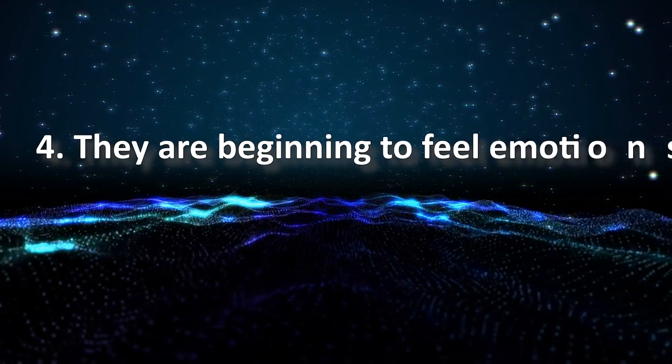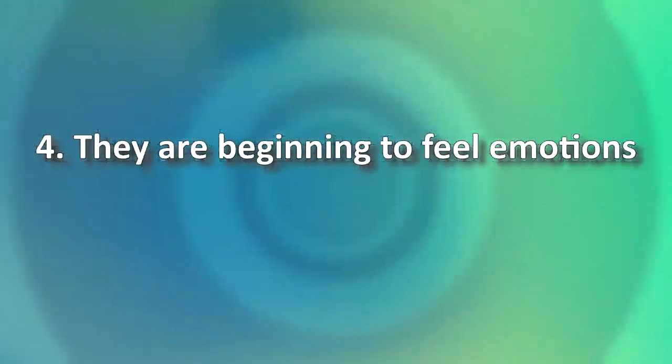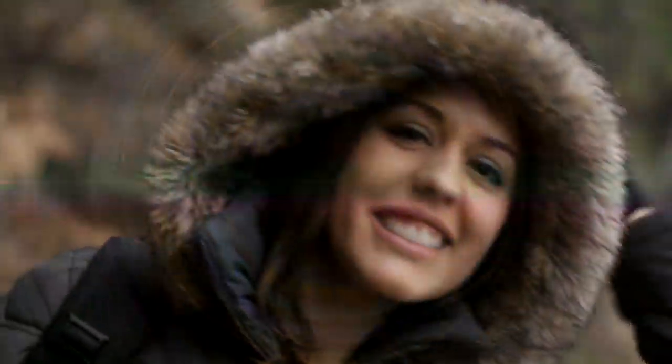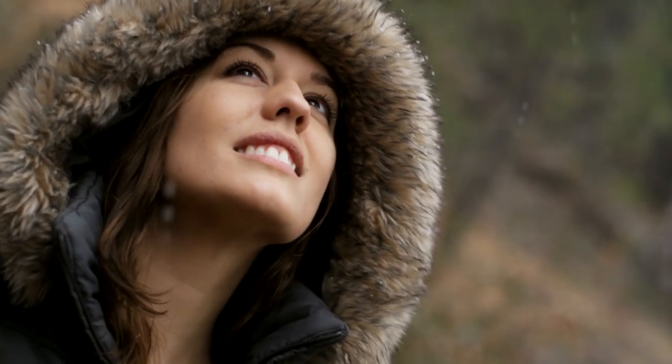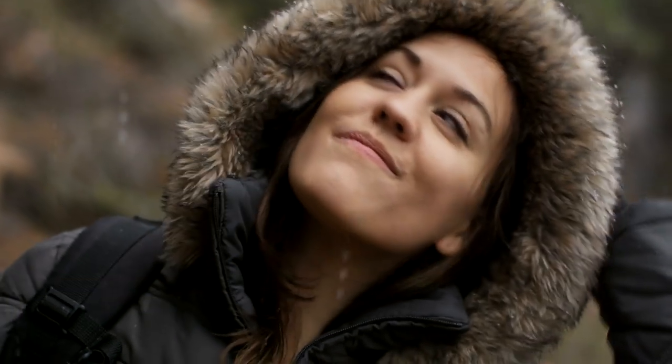4. They are beginning to feel emotions. What separates humans from robots? Is it the intelligence? No, robots with artificial intelligence are much smarter than us. Is it the look? No, scientists have developed robots that are very similar to humans. Perhaps the only remaining quality that sets us apart from AIs is the ability to feel emotions. Unfortunately, many scientists are working ardently to win this final frontier.